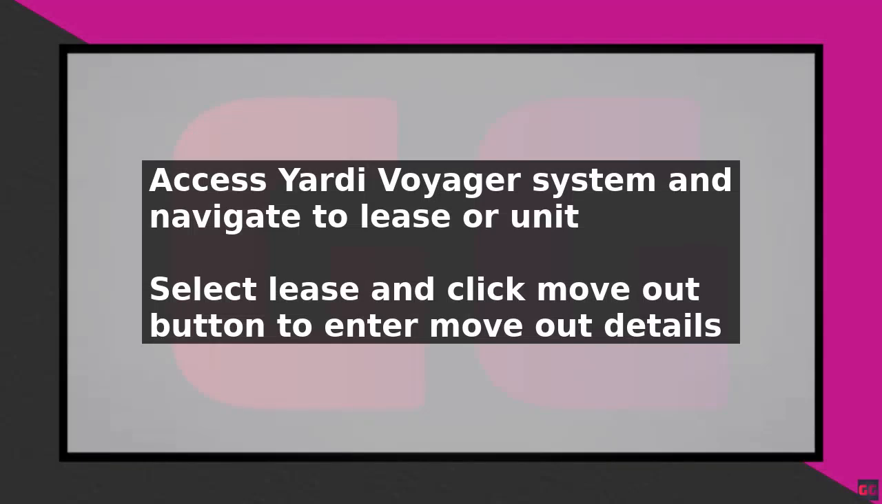To perform a move-out in Yardi Voyager, start by accessing the system and navigating to the lease or unit you want to process the move-out. Begin by selecting the lease and clicking on the Move Out button. This will bring up the Move Out screen where you can enter the move-out date and any relevant notes.